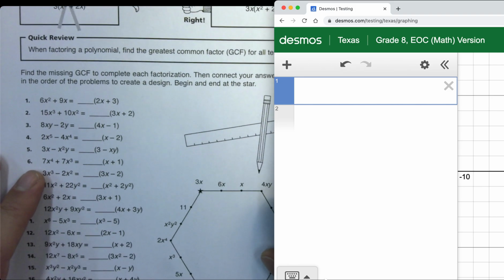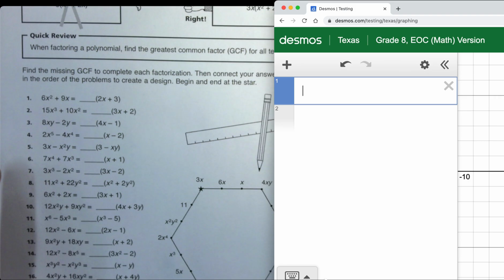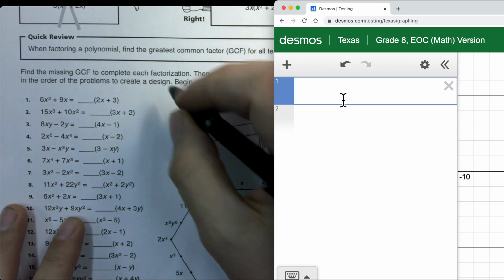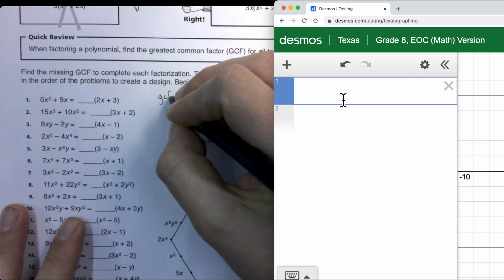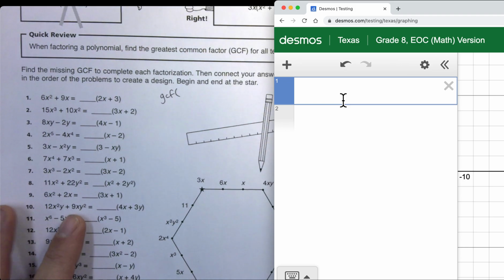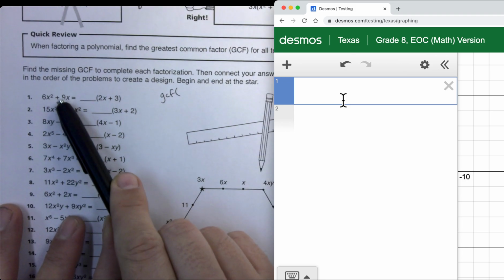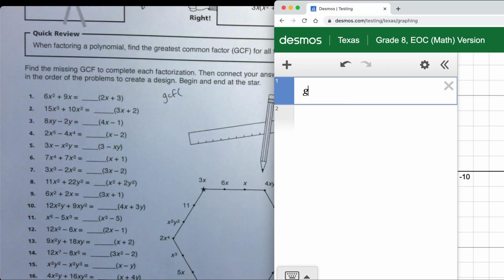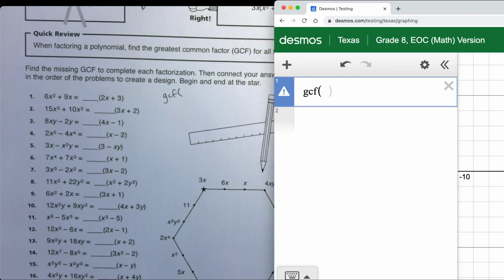So for the numbers, I'm going to show you a trick, okay? You can tell I already have Desmos open, all right? So what I do is I'm going to use a function that Desmos has called GCF, okay? It looks like this, GCF with an open parenthesis, okay? So what I'm going to do on number one is find the GCF between these two terms, okay? So GCF and then open parenthesis.